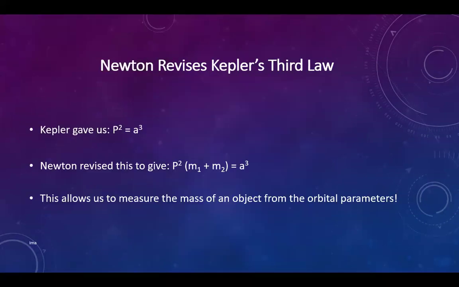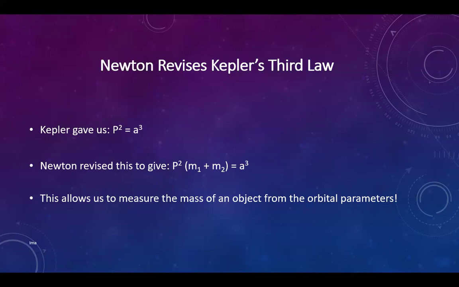So Newton revised Kepler's third law. Kepler gave us p squared equals a cubed. Newton revised this to give p squared equals (mass 1 plus mass 2) times a cubed, where these are the masses of the objects in solar masses, if we're going to use years and astronomical units. This allows us to measure the mass of an object from the parameters of the orbit. So if you have two things orbiting each other, if you can get their period and their semi-major axis, you can figure out the mass of the two objects.